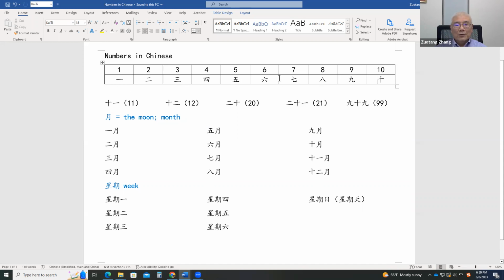Once you can count from 1 to 10, by putting 10 right here, and putting 1 next to it, it will make 11. Literally, it means 10 plus 1, or 10 add 1. So that's 11. And the reading is very simple. You just read a 10 and a 一, like what you read from 1 to 10. Likewise, 12 means 12, because you have 10 right here and you have 2 next to it.